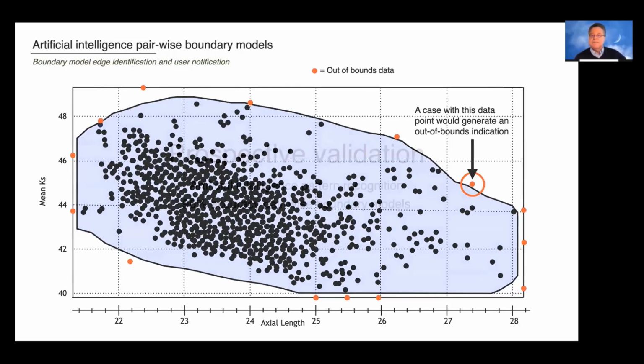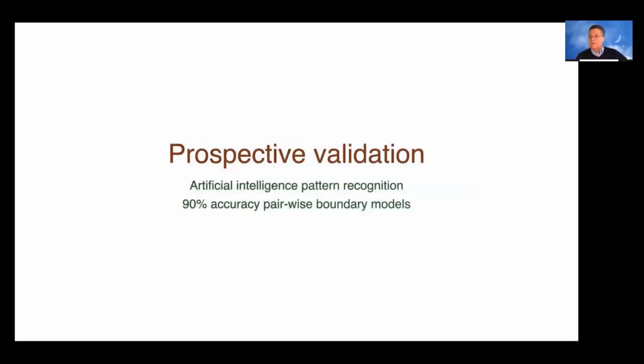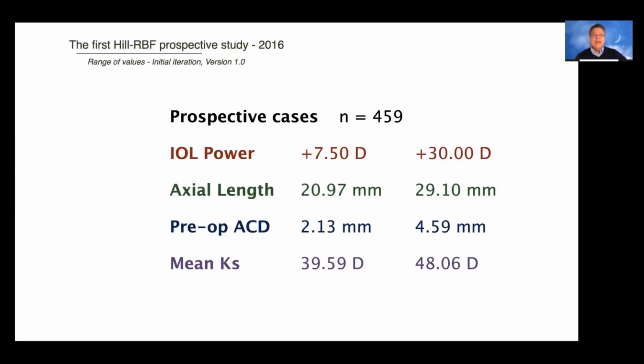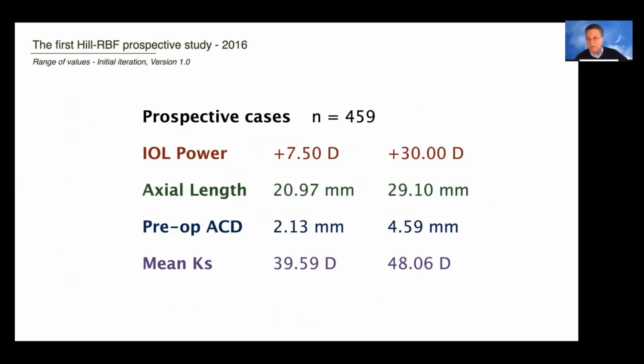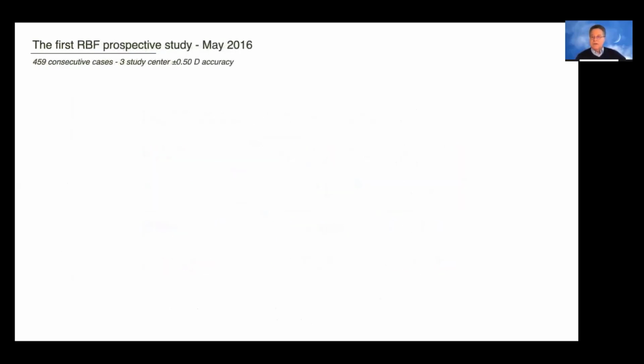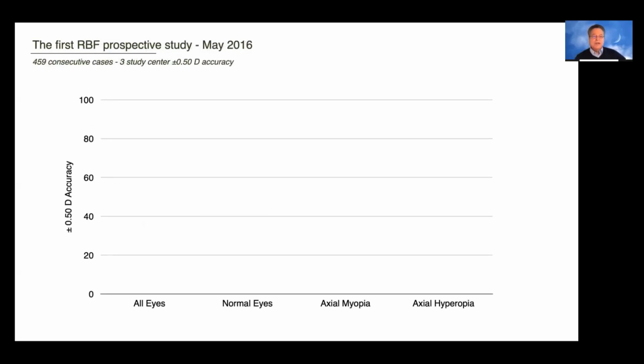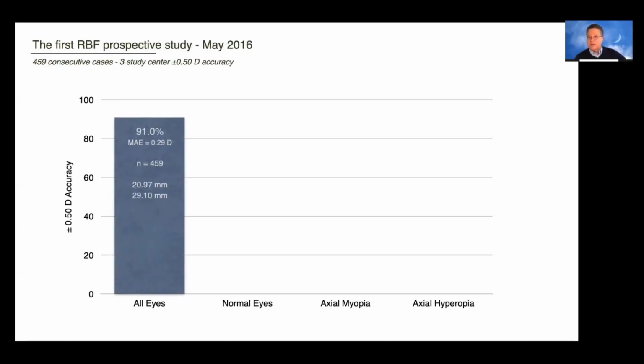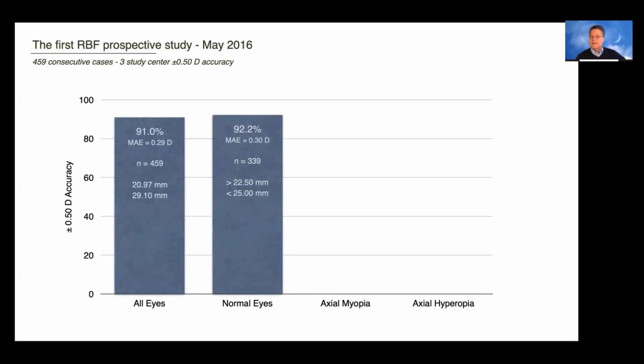So once we had version 1 finished, based on 3,400 cases, we decided to do a prospective evaluation. It's 459 cases from 3 study centers. These are consecutive surgeries, no editing, with a wide range of IOL power, axial length, anterior chamber depth, and central corneal power. What we found was pretty much exactly what we predicted: for all eyes, we were about 90%. And using the boundary model, that's what it predicted.